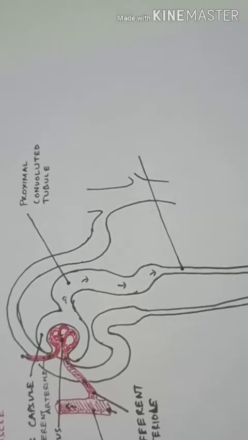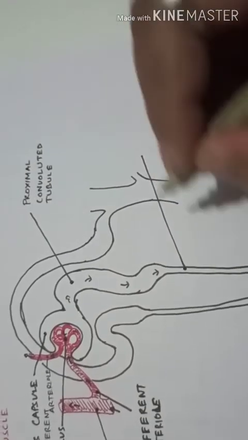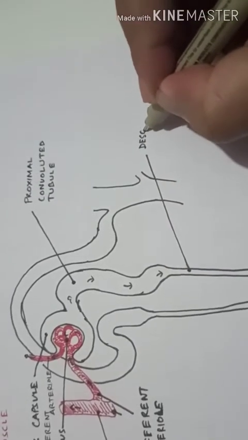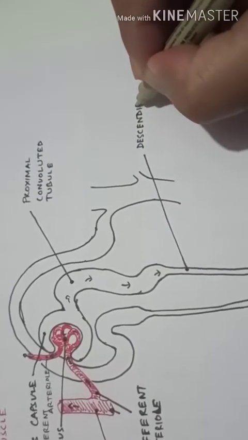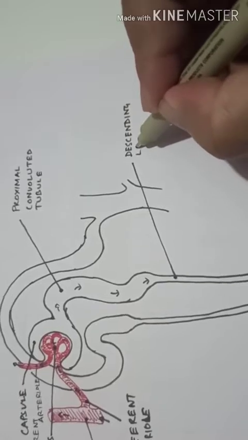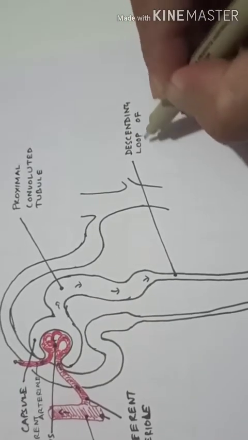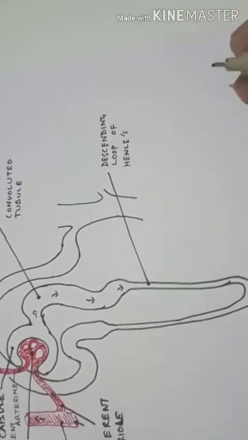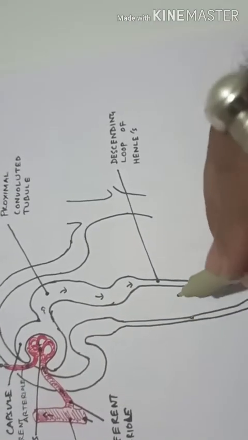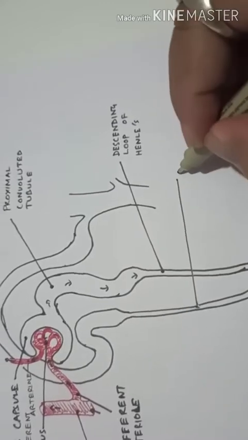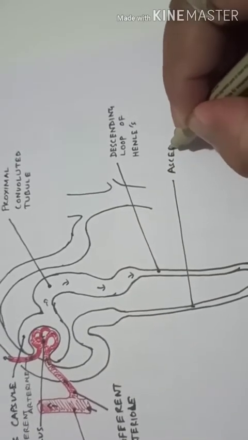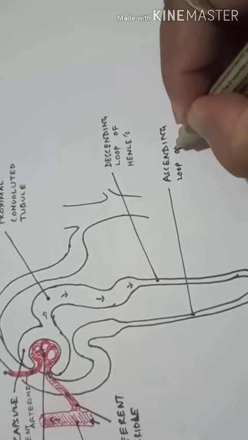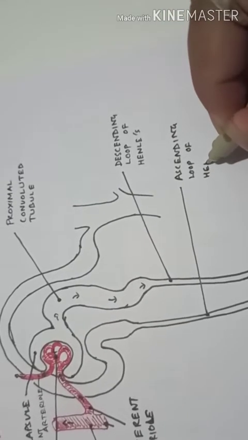or Henle's loop. And this one is actually the descending loop, this portion, because it is moving downward. So it is called the descending loop of Henle. This portion is known as the ascending loop of Henle.